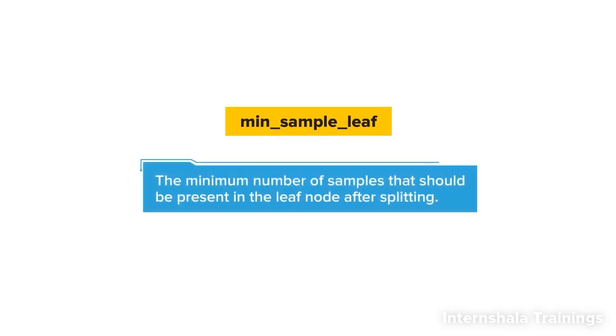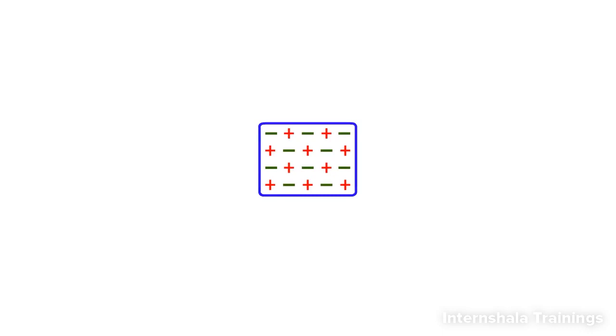Now, let's look at the last important parameter of the decision tree known as min sample leaf. This parameter specifies the minimum number of samples that should be present in the leaf node after splitting. This parameter again helps prevent overfitting as the parameter value increases. Let's understand it with an example.